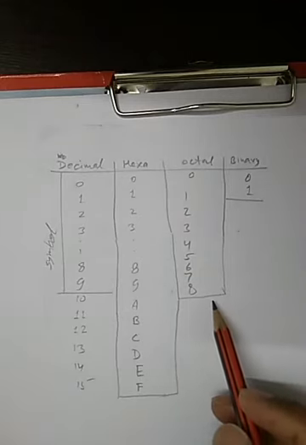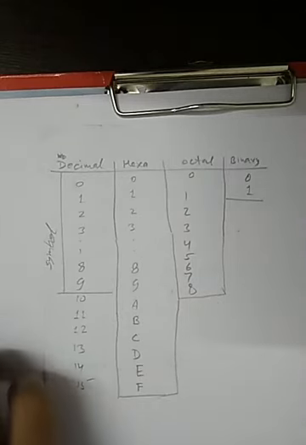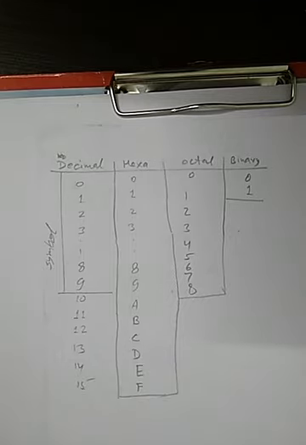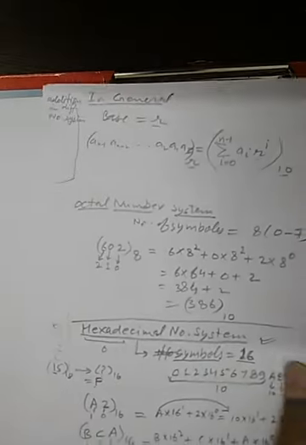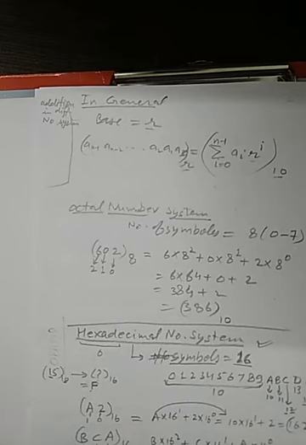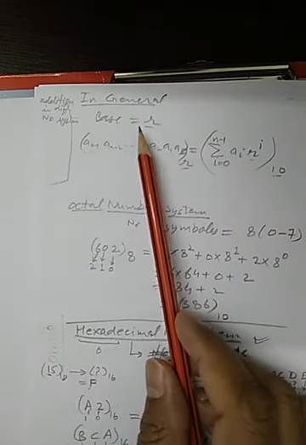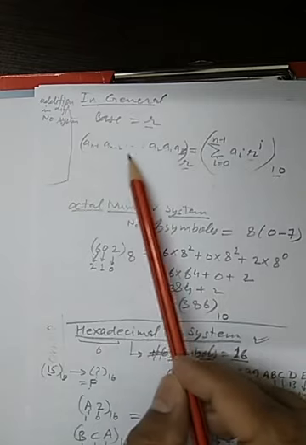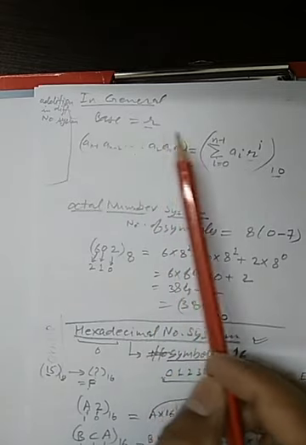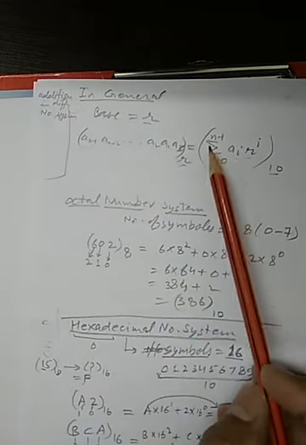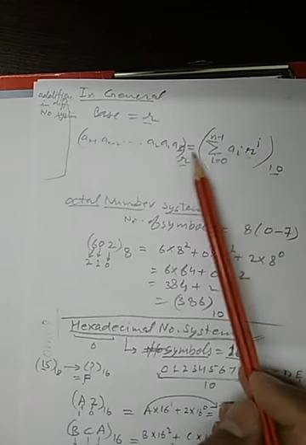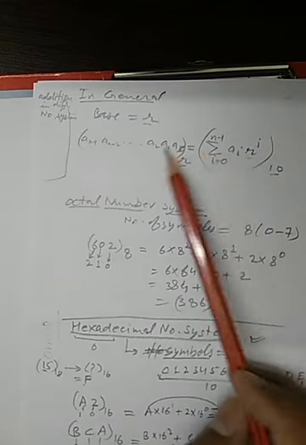Okay, so in the previous lecture we have seen the number systems. Here we have derived a general formula that if I want to convert any number on any base to decimal number system, I will use this type of formula to convert that number.